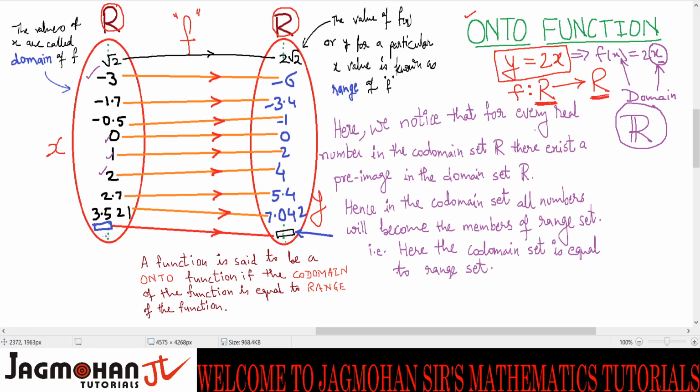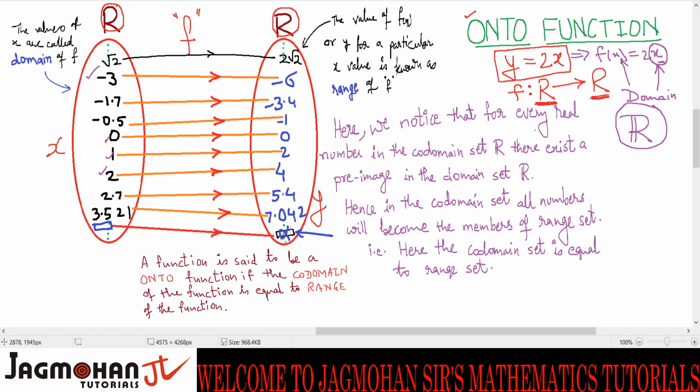The only thing is, the pre-image will be half of this number. So if I call this any real number, let it be alpha. If I have alpha in the codomain set, some real number, then I will definitely have alpha by 2 here as the pre-image, because every number from the domain set gets doubled to get you the range set.